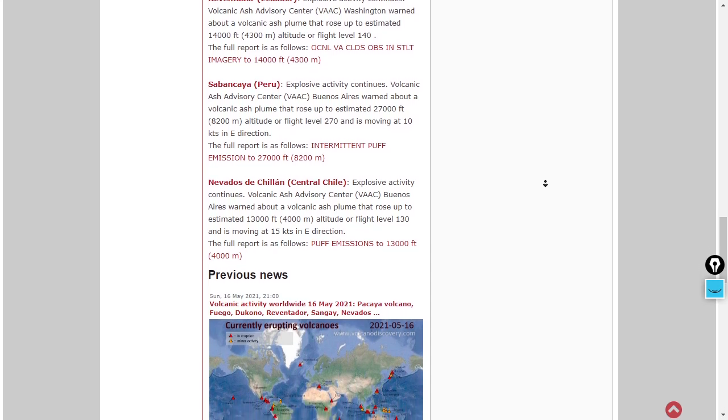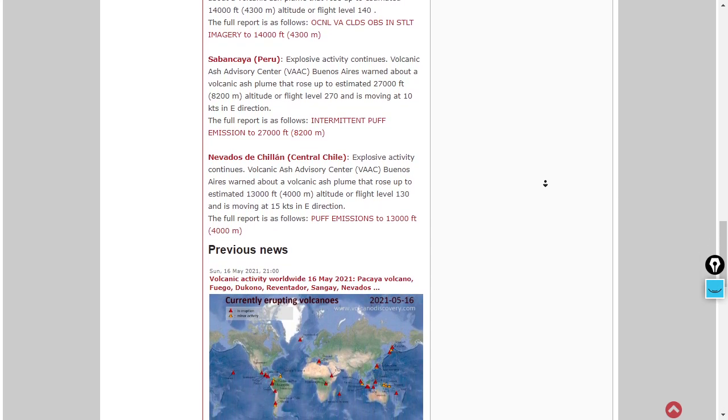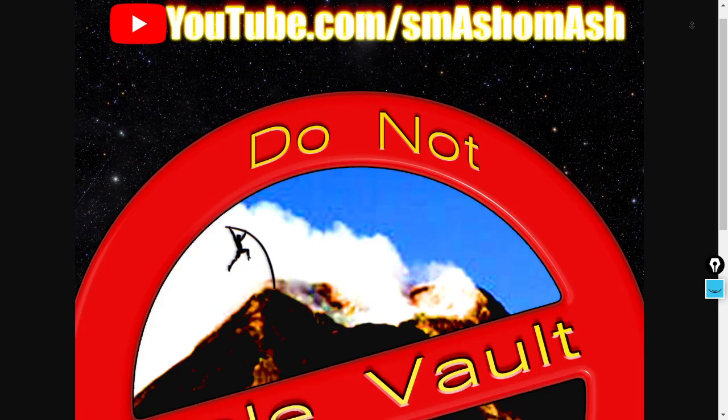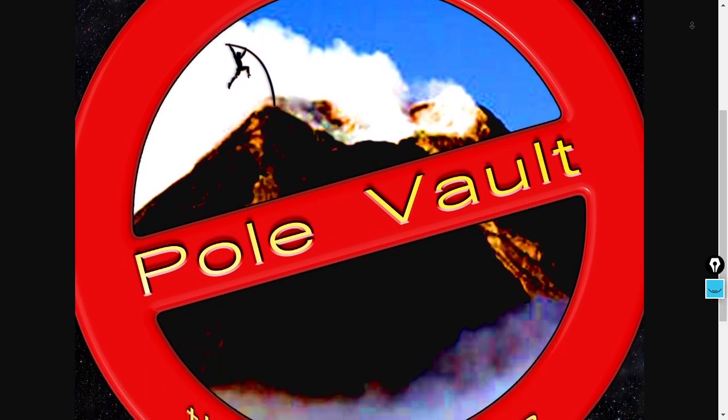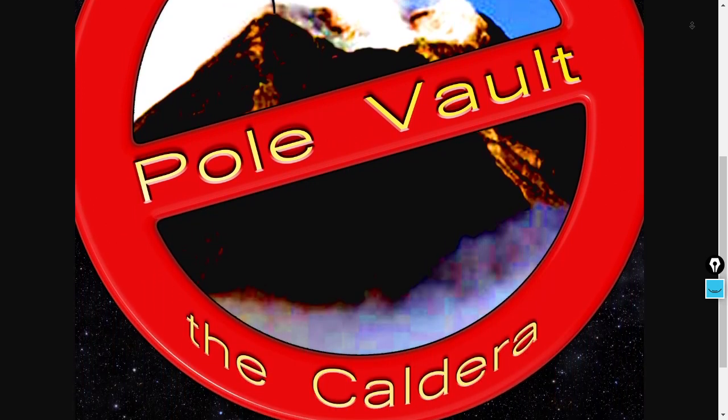And Nevados de Chillán still exploding, still producing a 13,000-foot ash plume, still reminding us to not pole vault the caldera. If you should come up with the idea of pole vaulting the caldera, please take video of it. Just kidding, folks. Don't pole vault the caldera.